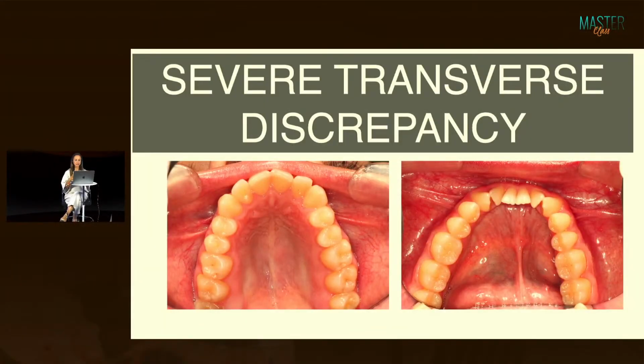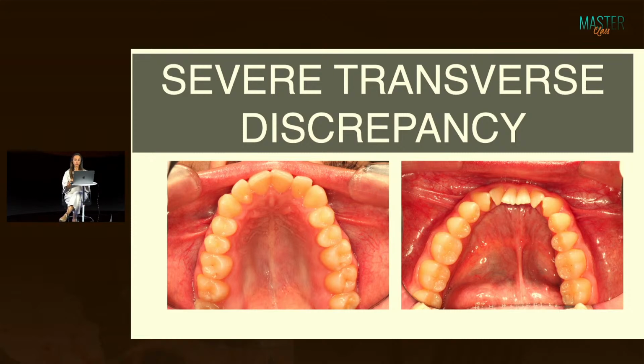And look at the transverse discrepancy. I have maxilla and mandible, and look at the molars, the inclination of the lower molars. I have a lingual inclination of these molars. I have crowding in the lower incisors, and in the maxilla, I have exactly the opposite. I have the vestibular inclination of the molars and all the teeth of the maxilla, and in the bone, I have a very severe discrepancy.